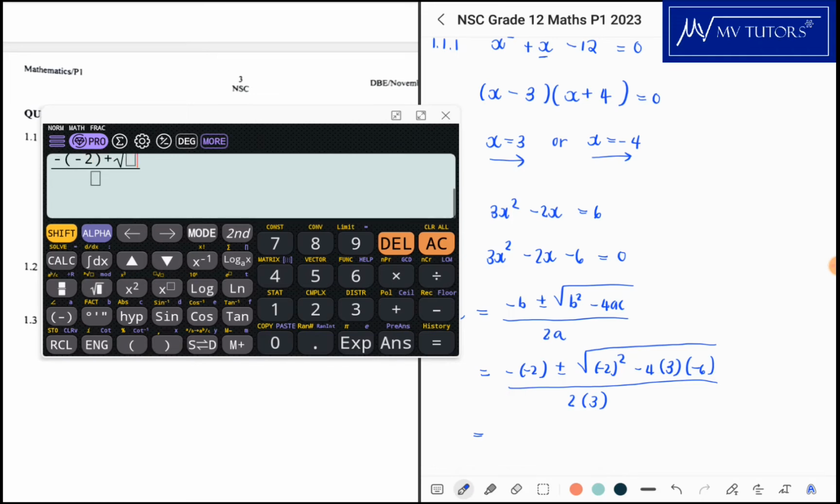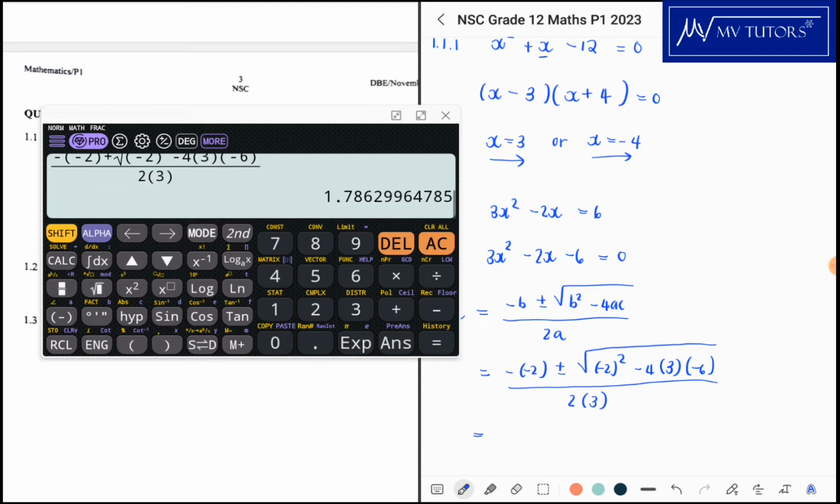I don't know, does anyone still use Sharp calculators? I don't like them much. But yeah, just comment below, what calculator are you using? And are you allowed to use the calculators that can solve? We were not allowed, but I've seen some schools, they do allow it.